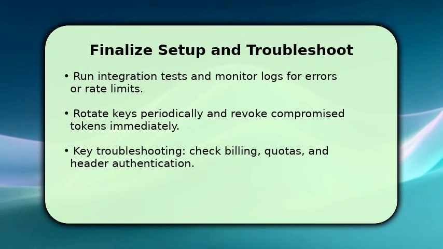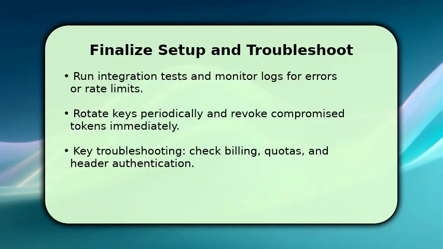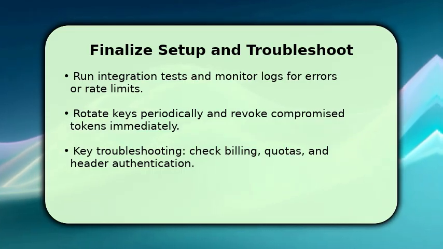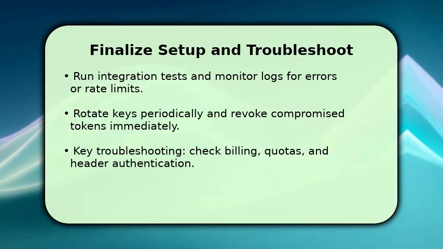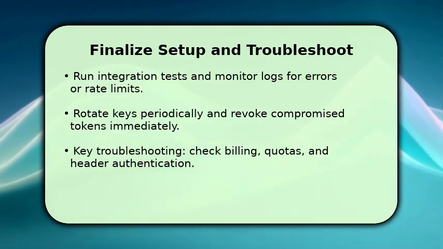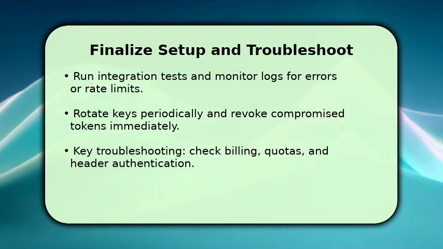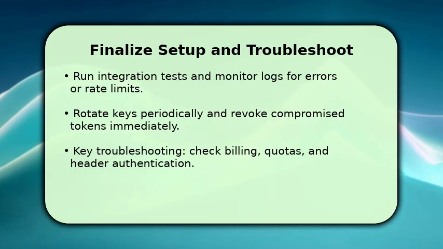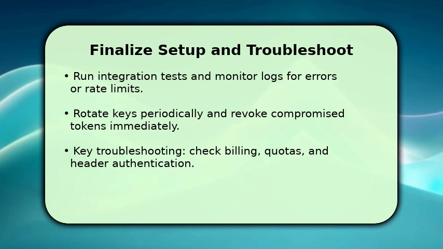correctly. To finalize, run integration tests in staging and watch logs for authorization failures or rate limit responses. Make sure environment variables are correct in deployment and that CORS or proxy settings are not blocking requests. Rotate API keys regularly and revoke any exposed tokens. This maintains security. If you hit problems, the most common culprits are billing issues, exhausted quotas, or incorrect authorization headers.